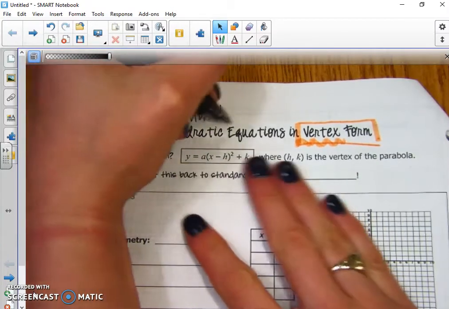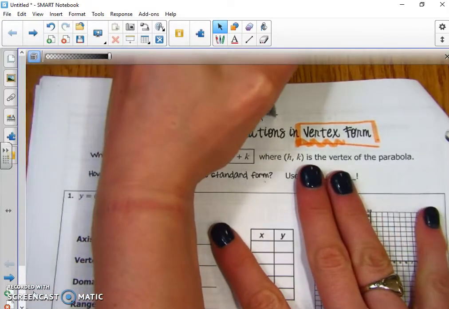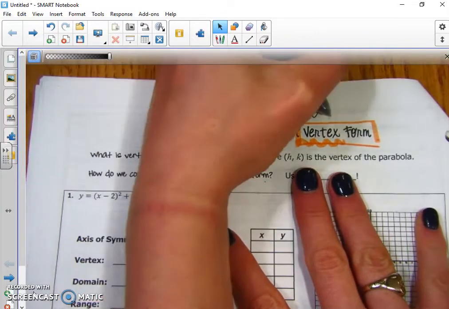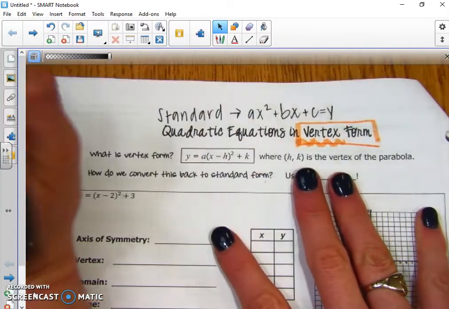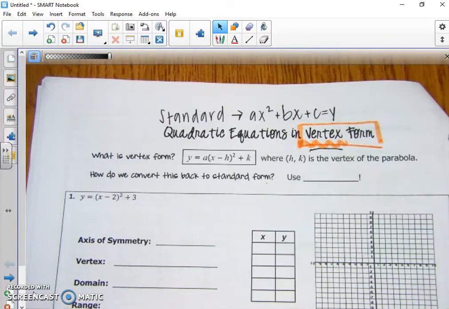All right, so standard form looks like this. ax squared plus bx plus c equals y. Okay, or y equals that. So that's standard form. This time we're looking at vertex form. Vertex form looks a little bit different.